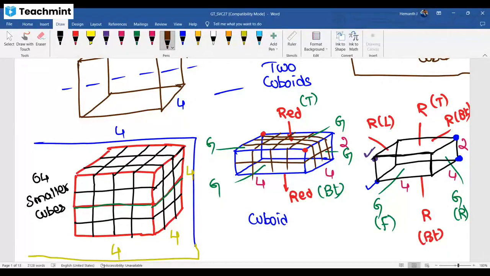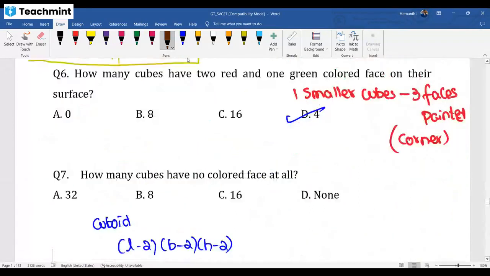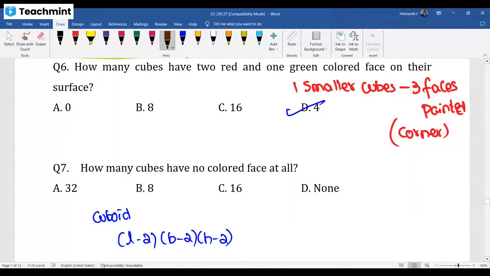Now if you observe, all above one painted, all below one painted, not painted is 0. Same thing happened here. If you have 3 layers, the middle one may not be painted, but I have only 2 layers. When you have only 2 layers, this one painted, so these cubes all are painted at least one face. So no face painted is 0 actually. Regarding this formula, your answer is none, the answer is 0. No colored face at all is 0. All cubes have at least one face painted.